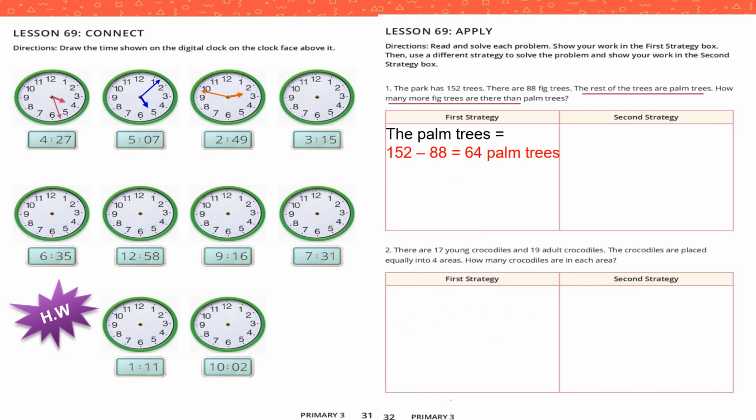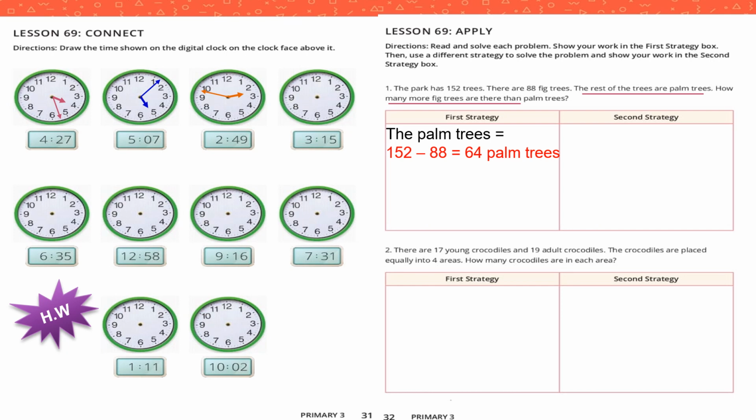152 minus 88 to find the rest. Okay, 152 the total. And I have some of them, 88 of them, figs. How can I find the rest? The remainder, I will subtract them. I will find them 64. You can solve it any way. We solved it many times in grade 2 and grade 3. You can put them horizontally. You can subtract ones and tens, and don't forget to borrow or regroup, okay? So I have 64 palm trees.